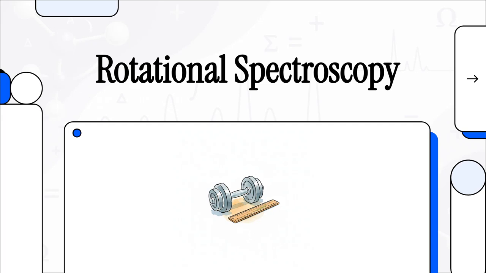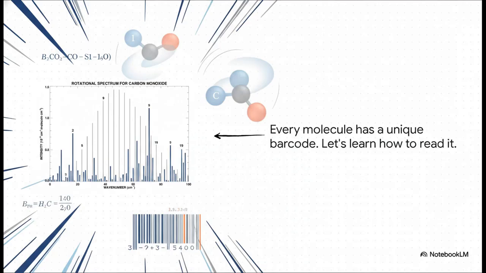Have you ever wondered how we measure something as impossibly small as the distance between two atoms in a molecule? It seems kind of crazy, right? Well, it turns out we can do it by making the molecule spin and then reading its unique signature, a kind of molecular barcode. Okay, let's dive right in.